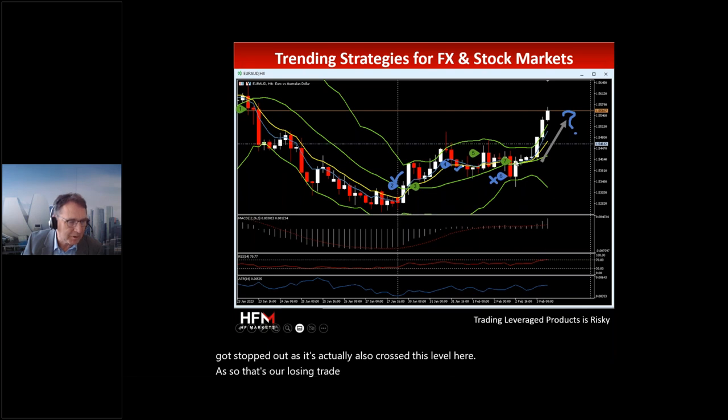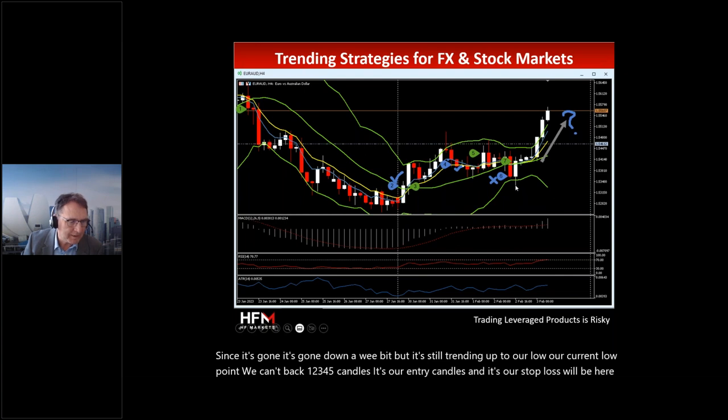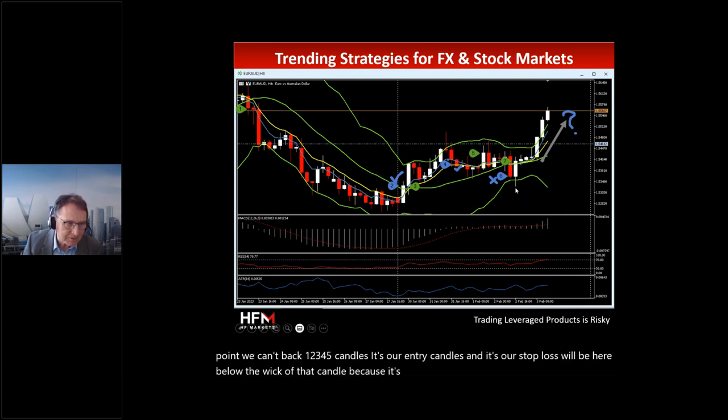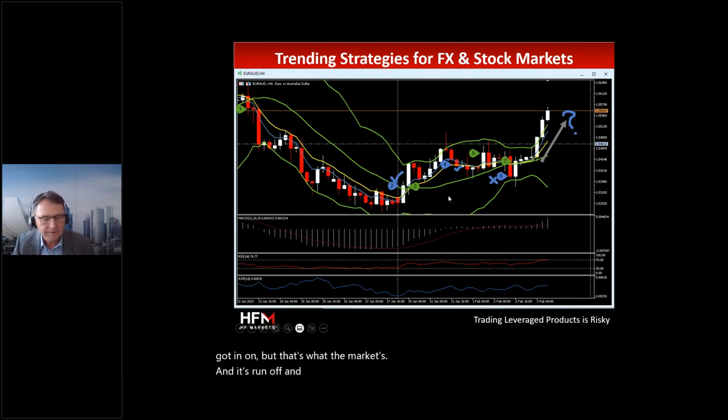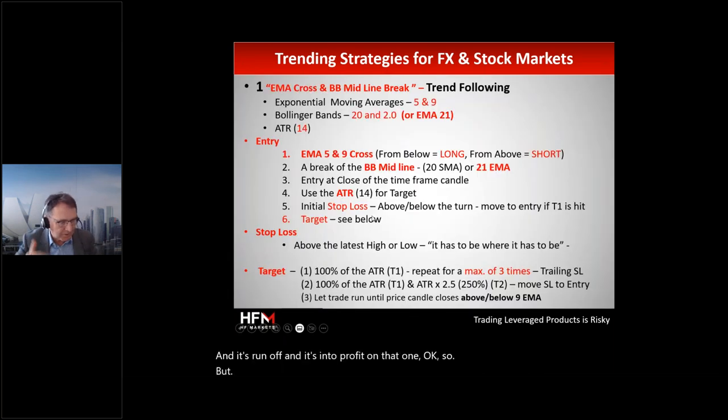So here at seven, when we go long, our stop loss at this point really is perhaps our entry candle, because that's our lowest of this, because it's trending up, isn't it? It's gone up, it's gone down a wee bit, but it's still trending up. So our current low point, if we count back one, two, three, four, five candles, is our entry candle, isn't it? So our stop loss would be here, below the wick of that candle. It's a bit risky because it's the candle we've got in on, but that's what the market's telling us. And it's run off and it's into profit on that one. So that's where the stop loss should be.